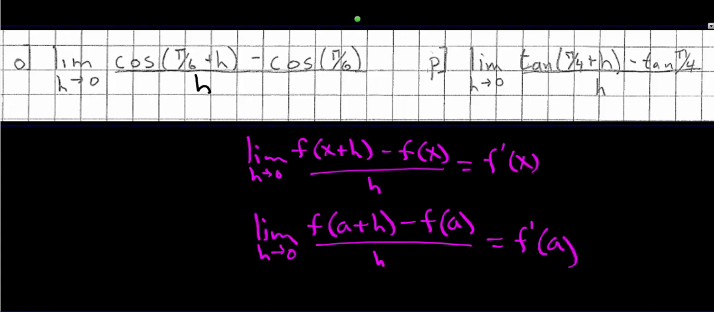Well, this one is the same thing, except our function is cosine. This is saying the derivative of cosine at pi over 6. So this would be negative sine of pi over 6, which is negative 1/2. See, this just requires us to say, hey, I know this one, this is the derivative. This one over here, this is the derivative of tangent at pi over 4. The derivative of tangent is secant squared.